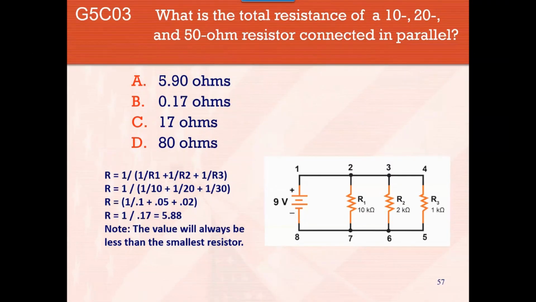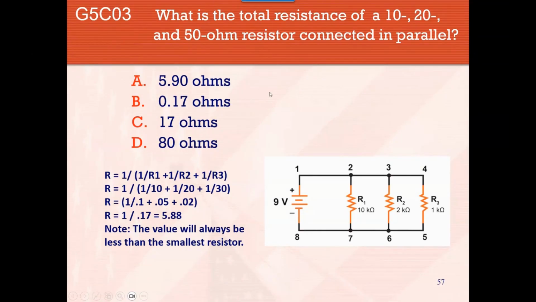Please do. What is the total resistance of 10, 20, and 50 ohm resistors connected in parallel? Well, I just borrowed that same drawing from before, even though the values are wrong. One of the clues on doing resistors in parallel, see the note there? The value will always be less than the smallest resistor. So we got 10, 20, and 50. We know this answer is going to be less than 10. We only got two answers that are less than 10, but which one is it?